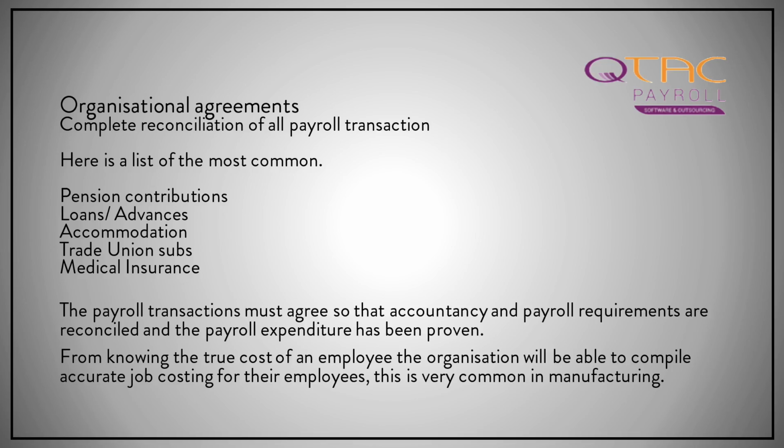The organisational agreements, the complete reconcile of payroll transaction. Here is a list of the most common. So again, you're looking at pension contributions, loans, advances, accommodation, trade union subs, and medical insurance. The payroll transaction must agree so that the accountancy and payroll requirements are reconciled and the payroll expenditure has been proven. From knowing the true cost of an employee, the organisation will be able to compile accurate job costings for their employees. This is very common in manufacturing.